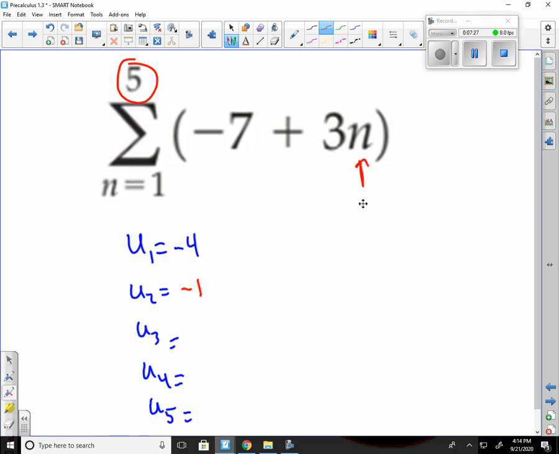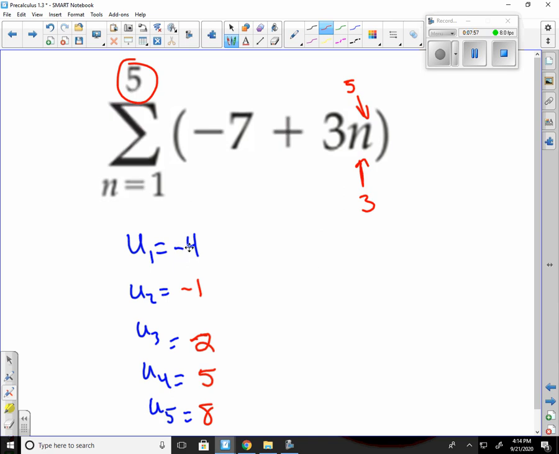So to find my third term, I plug a 3 in. 3 times 3 is 9, plus -7 gives me positive 2, sorry. So that's a positive 2. So -4, -1, positive 2. So going up by 3 each time, that's going to be 5 and 8. If I wanted to check that, just plug the 5 in here. 3 times 5 is 15, minus 7 is 8.